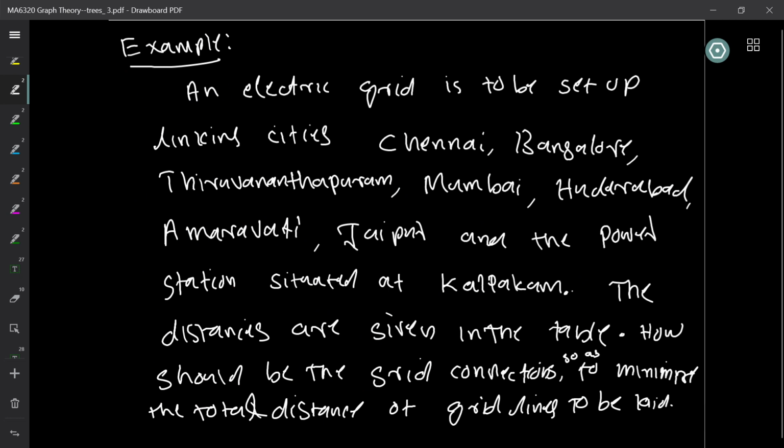So you have an electric grid that is to be set up in a country, right? Let's say in India we want to set up a grid linking the cities, let's say Chennai, Bangalore, Thiruvananthapuram, Mumbai, Hyderabad, and let's say Amravati, Jaipur. And then you have a power station which is situated at, let's say, Kalpakkam, right? And then suppose the distances given are as in the table. How should the grid connections be so that we get a minimum total distance of grid lines to be laid, because that minimizes the cost, right? And it minimizes the distance as well as the cost of the grid lines that you want to make.